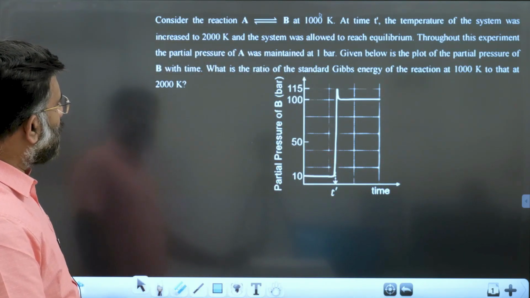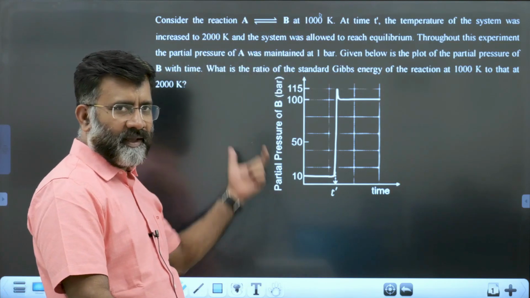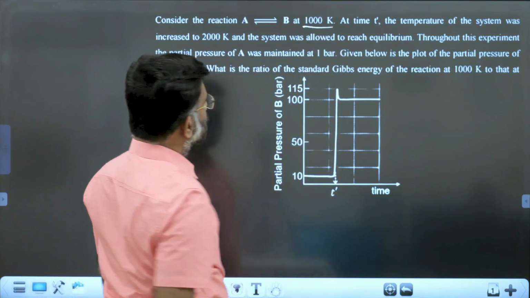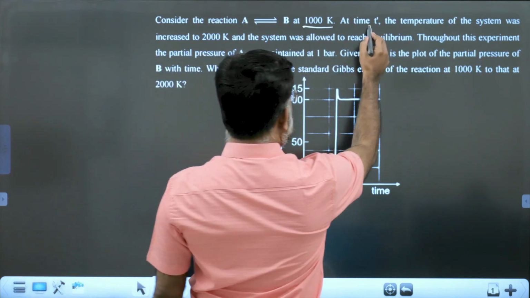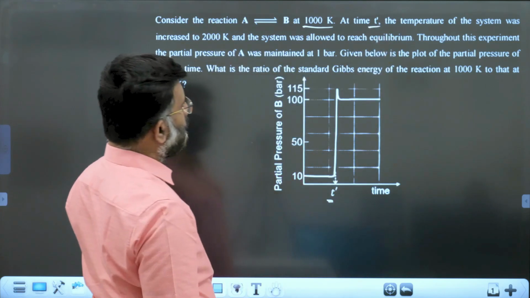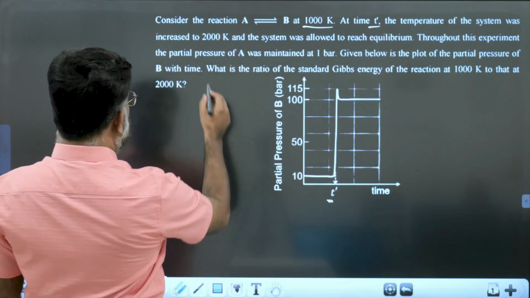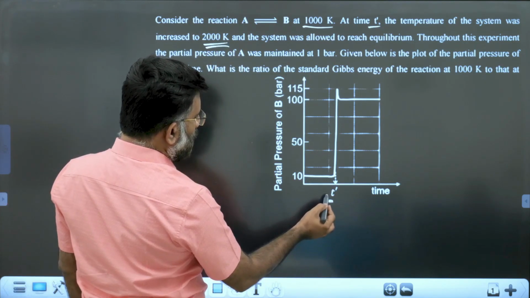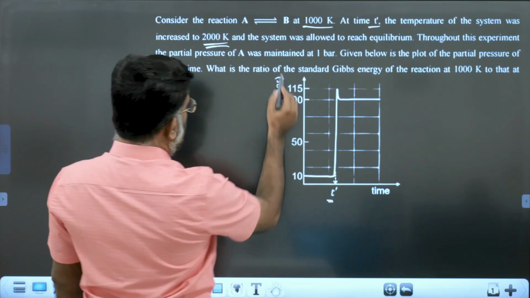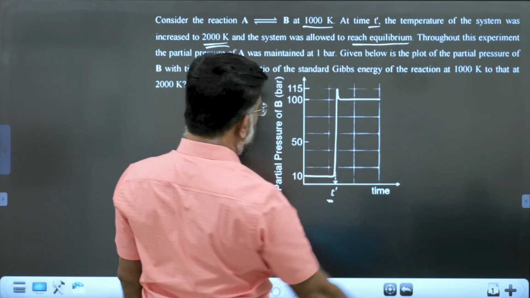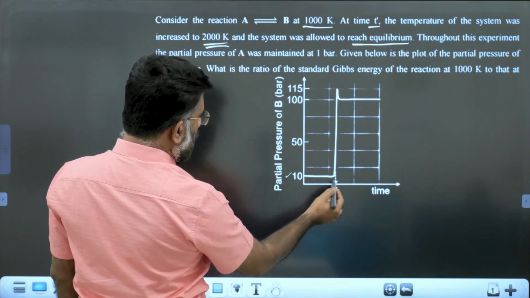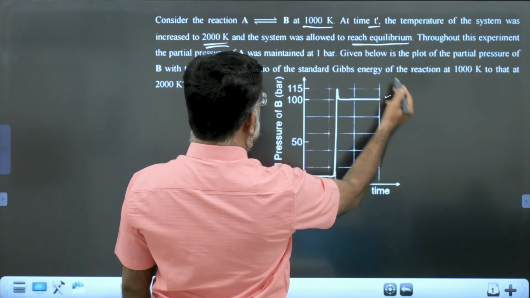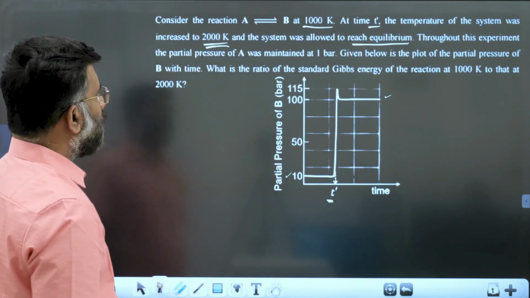Consider a reaction A ⇌ B, an equilibrium reaction, at a temperature of 1000 Kelvin. At a time T dash, the temperature of the system was increased to 2000 Kelvin, and the system was allowed to reach a different equilibrium. So this is the equilibrium at the lower temperature 1000 Kelvin, and this is the new equilibrium at 2000 Kelvin. Hope you understand.